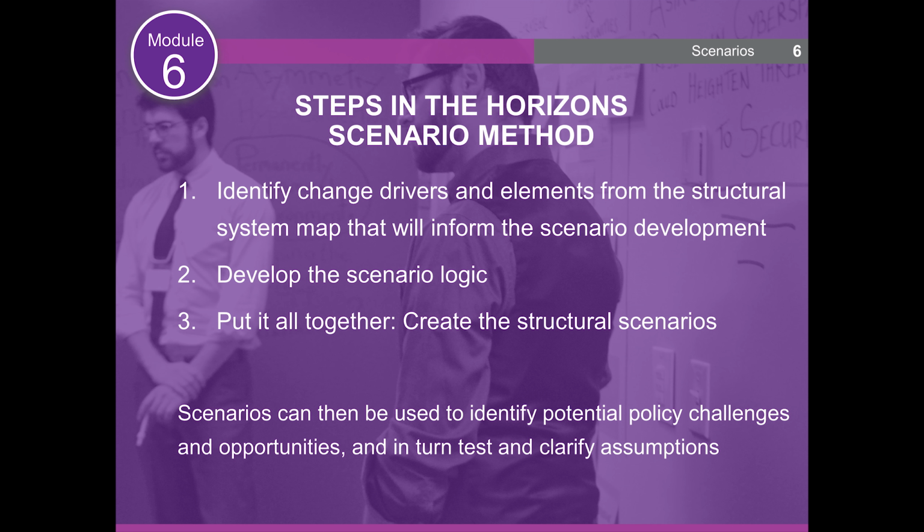What are the steps in scenario building? There are 3 principal steps in the Horizons method. 1. Identify some change drivers and some system elements from the structural systems map that will inform scenario development. 2. Develop the scenario logic. 3. Then put it all together to create the structural scenarios. Once they are developed, scenarios can be used to identify potential policy challenges and opportunities. We can also use scenarios to help test commonly held assumptions of a system under study, which can be useful in crafting robust policy assumptions. Let's go through these steps in turn to explain what we mean.